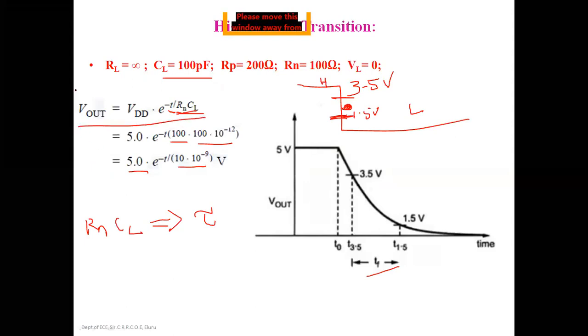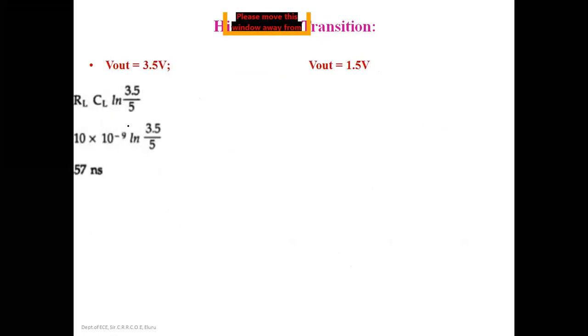So here the V out is 3.5 volts and the supply is 5 volts. And you know the values of these. So what are the values? R_N is 100 ohms and C_L is 100 picofarads. By rearranging this equation to get the time value, the equation will be like this.